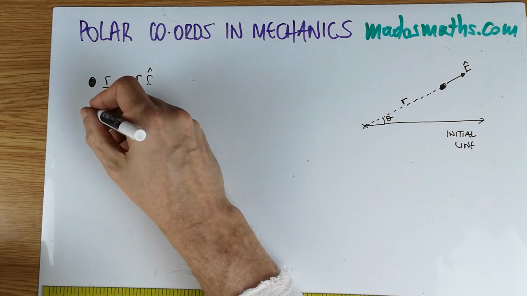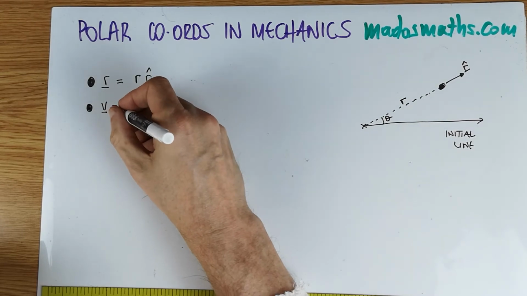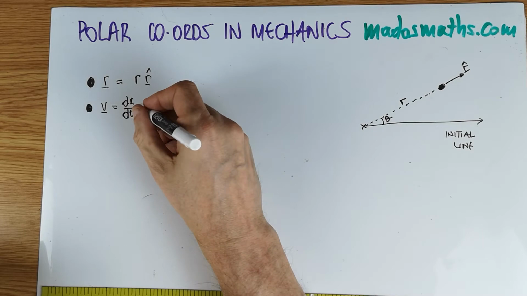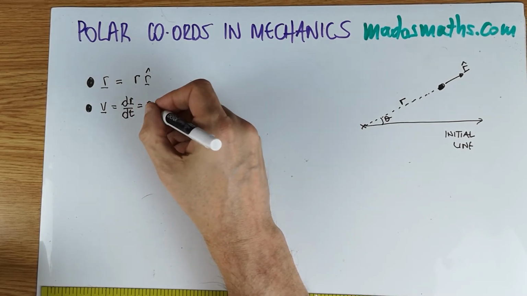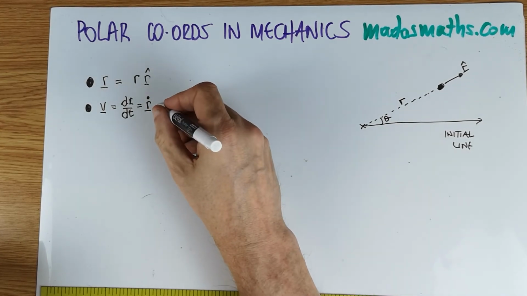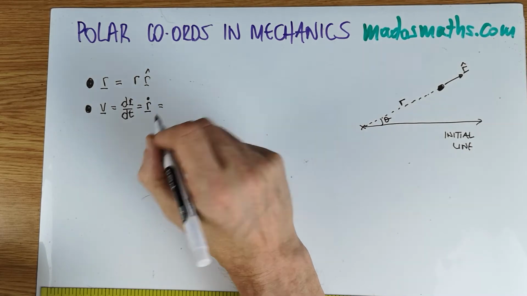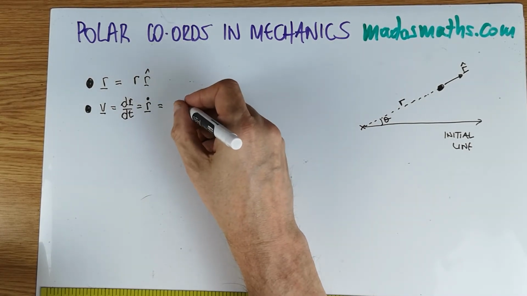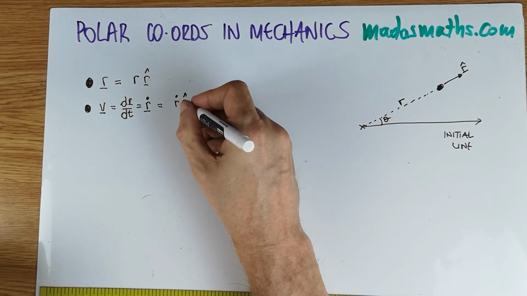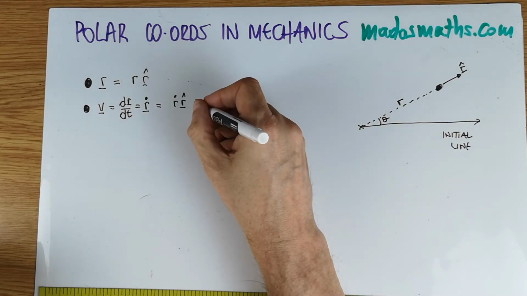Let's differentiate that. So I'm going to get a velocity. A velocity is, of course, your dr by dt vector, which we write as r vector dot, differentiation with respect to time. So this is a product now. We're differentiating the r. So this is going to give us an r dot in the r hat direction. And now we need to do the other way around.